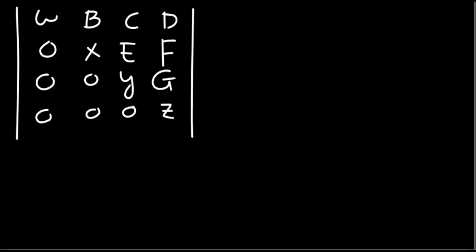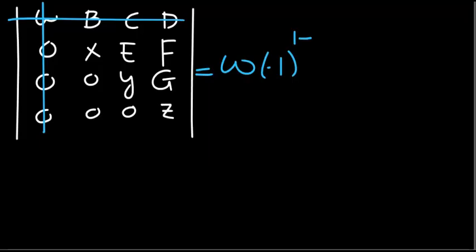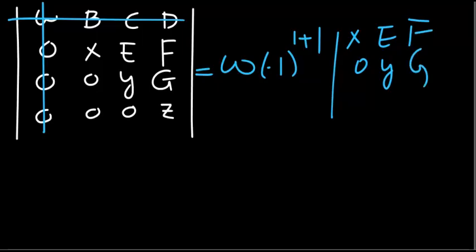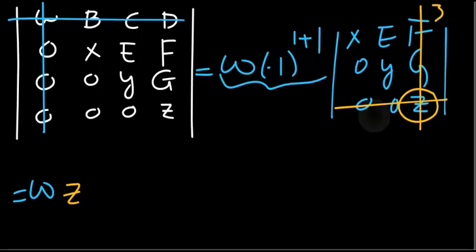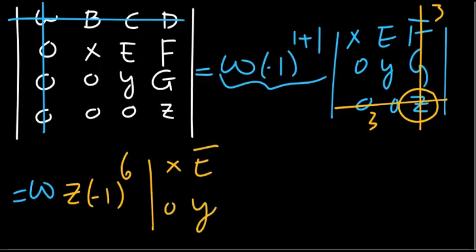Another special matrix is this so-called triangular matrix. Note the elements below the diagonal elements are all 0. So let's use this column to evaluate it. W, minus 1 to the power 1 plus 1, X, E, F, 0, Y, G, 0, 0, Z. So this is just W. Let's evaluate the order 3 determinant using that. So row number 3. Only Z, everything else is 0. The cofactor is, this is 3 and this is 3, so minus 1 to the power 6. The remainder is X, E, 0, Y, which simply gives you W, Z, X, Y.